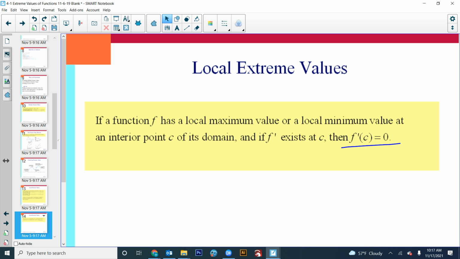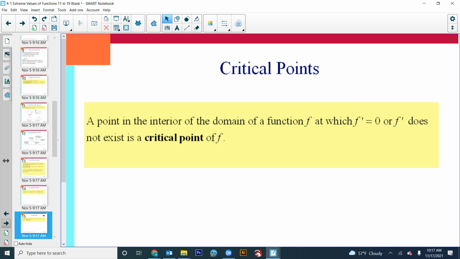Oh wait, hold on. This is not what I was trying to say. If a function f has a local max or local min at an interior point of its domain and f prime exists, then the slope is 0. We talked about smooth changes in direction. We're going to call these critical points, or critical numbers. Critical numbers are the x values where the derivative is 0 or fails to exist.